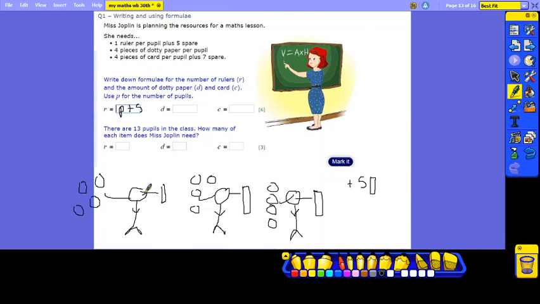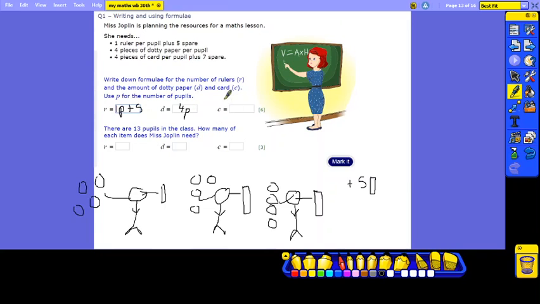So I can see that for 3 pupils, I would need to multiply 4 by the number of pupils I've got. 4 times 3, which is 12. So I know my formula to work out the amount of dotted paper I need will be 4 times however many pupils I've got. And just to write that as 4P. Remember, you don't need to write the times sign in between these two.